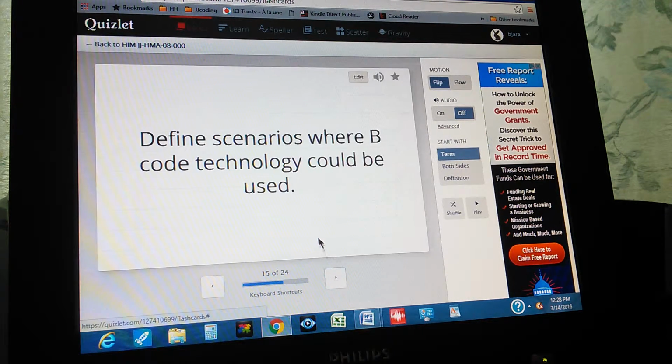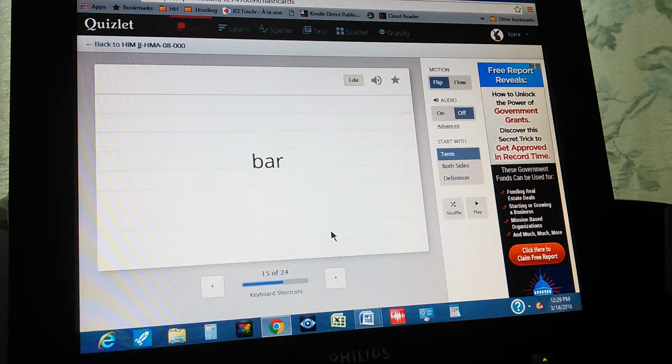Let's keep going. Define scenarios where B, code technology, could be used. What's B? Bar. Bar for barcode, right? Barcodes. Those are the lines like you see in the supermarket when you go check out the items and they have a scanner to read the barcodes. Those can be used in healthcare too. Those are barcodes. Okay, let's keep going.